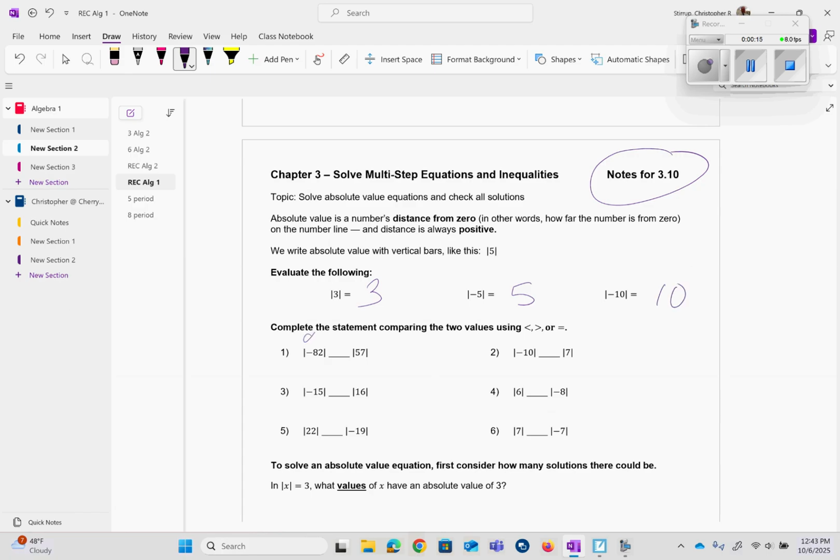So then you're like, okay, that's 82 and that's 57 because that's the absolute value. So 82 is greater than 57. It's a further distance away from 0. And this is absolute value of negative 10 is 10. So 10 is bigger than 7. This is 15. This is 16. So 16 is bigger. This is 6 and this is 8. So 8 happens to be bigger. This is 22 and this is 19. So 22 is bigger than 19. 7 and 7, those happen to be equal to each other.